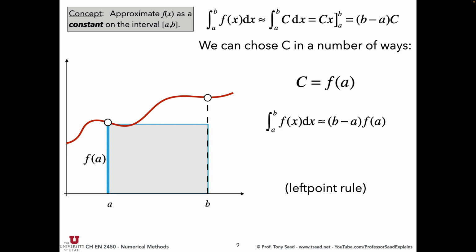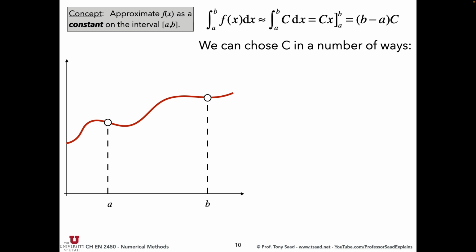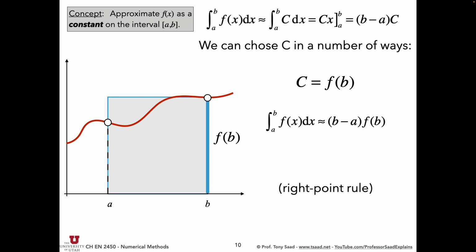Now what's another way to choose a constant? Really, you can choose any arbitrary value for that constant in that interval. Another value that kind of seems to make sense is to choose f of b. So rather than taking f of a, we're going to choose f of b. We're going to approximate that entire red curve between a and b as f of b. So you see that blue horizontal line. Everywhere between a and b, at every point here, I'm approximating f of x as equal to f of b. No questions asked. Just a constant value over that entire interval. Then the integral becomes b minus a times f of b.